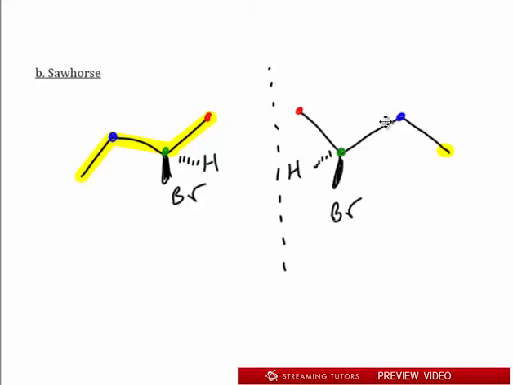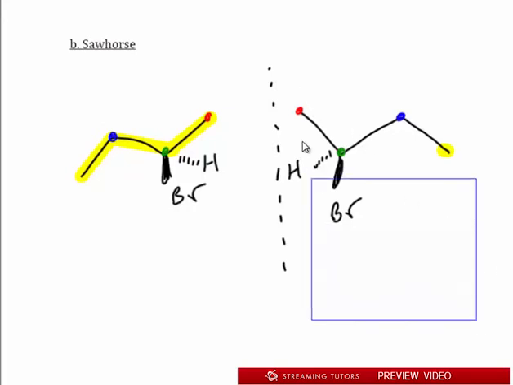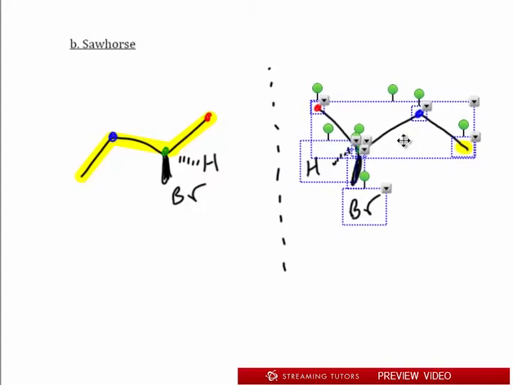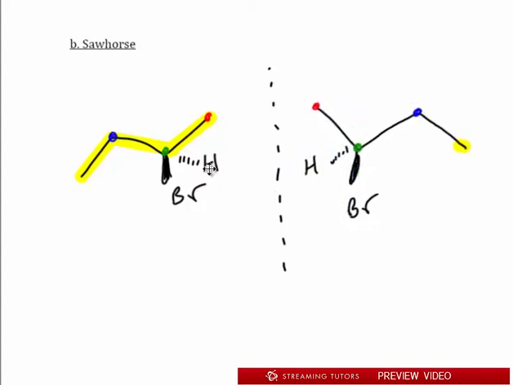So there's the mirror. Notice that when this molecule on the left looks in the mirror, it's going to see the molecule on the right. Do you see that? It's perfectly mirrored up. The fact that it's a sawhorse is because I'm showing a full skeleton.